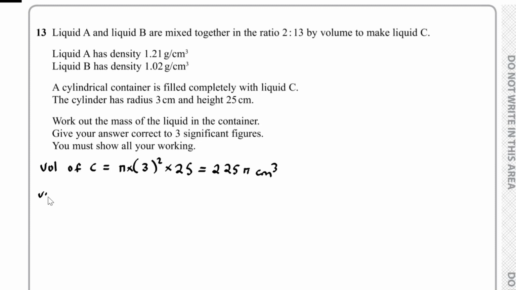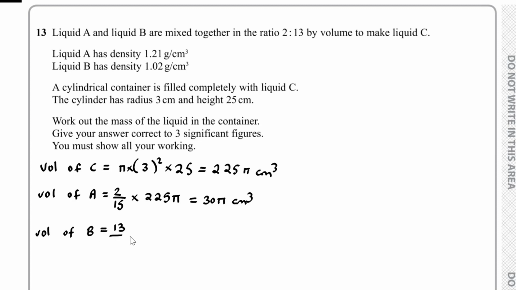And therefore the volume of A, using this ratio here, we've got 2/15 multiplied by 225 pi, which is 30 pi centimeters cubed, and the volume of B is equal to 13 over 15 multiplied by 225 pi, which is equal to 195 pi centimeters cubed.